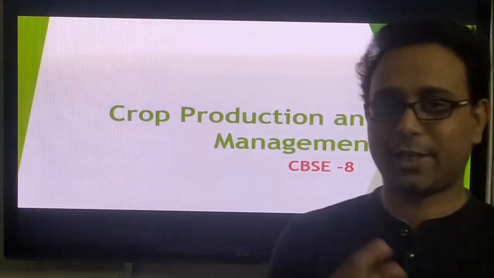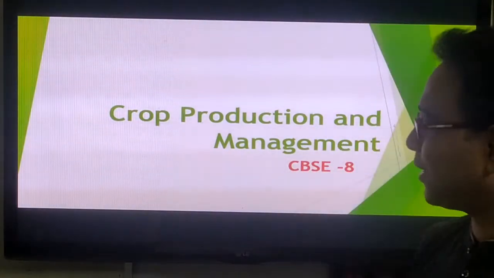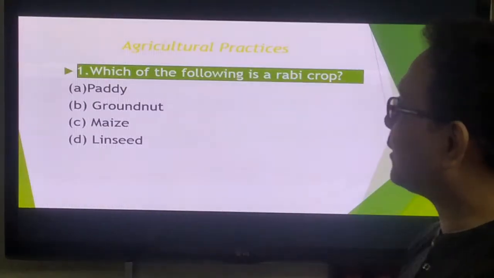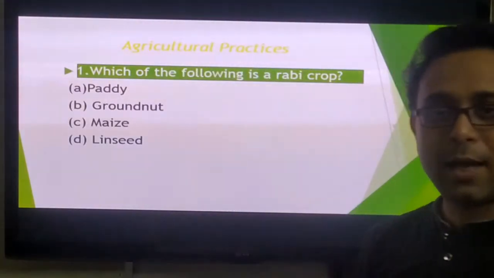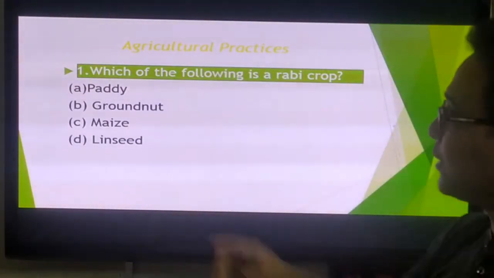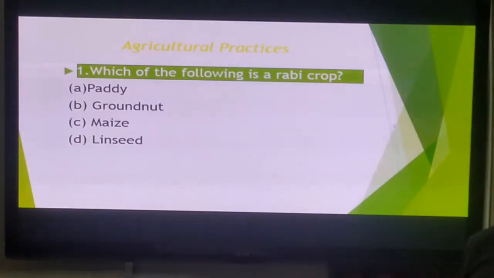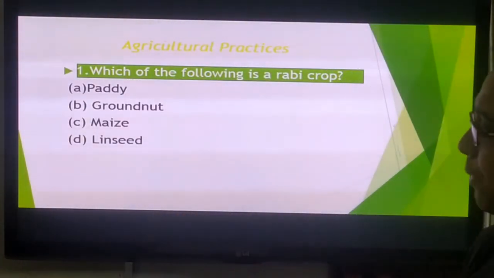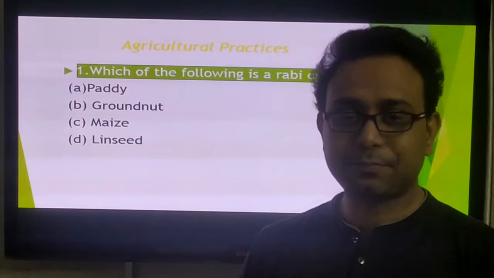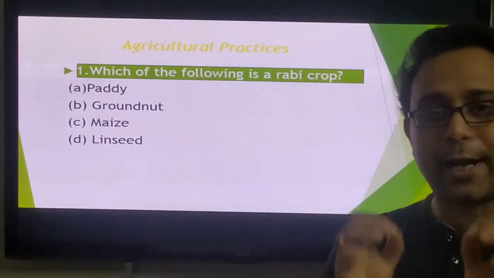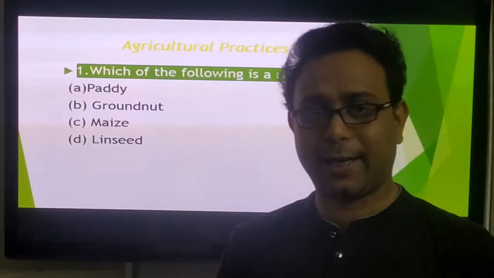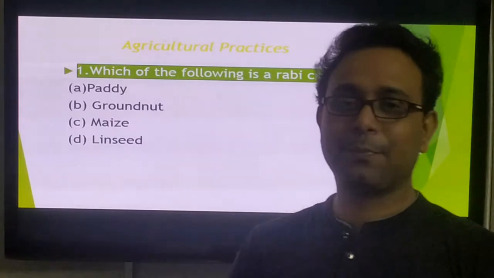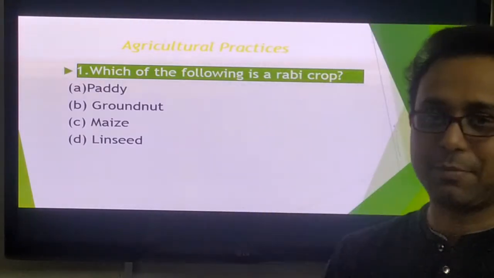Now it is quiz time for crop production and management, CBSE 8. Our first topic is agricultural practices. The first question: which of the following is a rabi crop? You have four options. A. Paddy, B. Groundnut, C. Maize, and D. Linseed. Write the right option in your live chat box, like 1A, 1B, like 2A, then 3A. Only write this type of option in the live chat box.